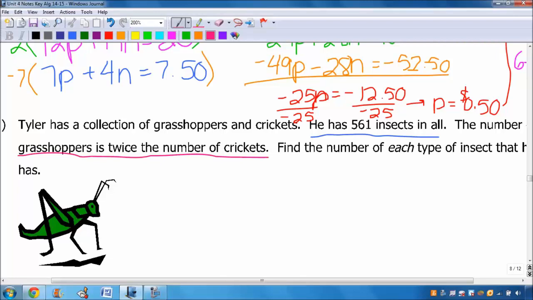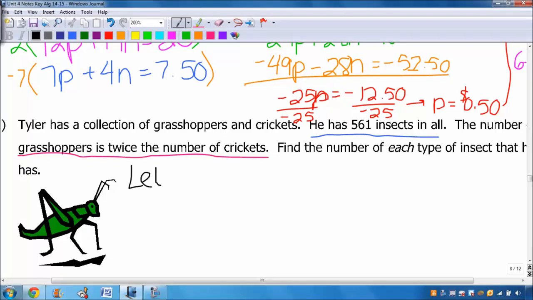So first of all, you got to ask yourself, what do I need to figure out? Well, I want to know how many of each type of insect he has. I also need to write my let statements. So there are two things that I don't know. I don't know how many grasshoppers and I don't know how many crickets. So I'm going to write my let statements for those two pieces of information.